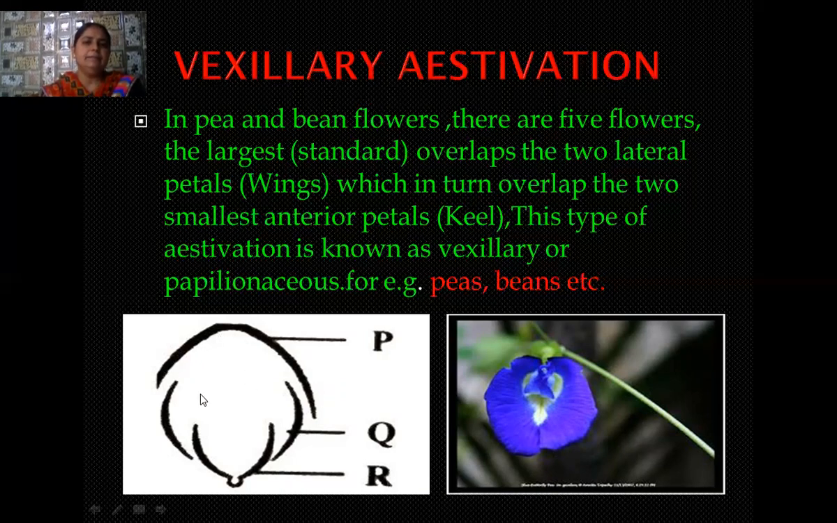This is the standard. These 2 lateral petals are known as the wings. And these are the 2 anterior petals, which are known as the keel. And the keel petals are joined with each other. So this is the flower of the pea plant.